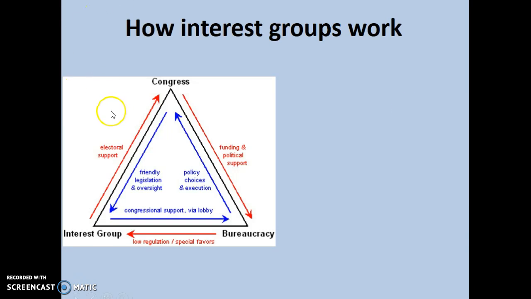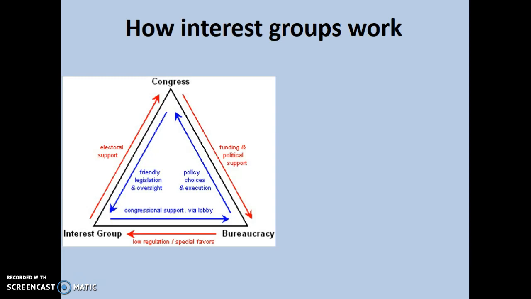Okay, so when you look up here on your screen, the one thing you'll notice is that you have 3 players. You have interest groups, you have Congress, or the legislative branch, and then you have bureaucracy. And remember, those are the people in the executive branch that are charged with enforcing the law. So it's not the president and the vice president, but it's someone that works for EPA. It is the director of the FBI. It is someone that works at the Social Security Administration.